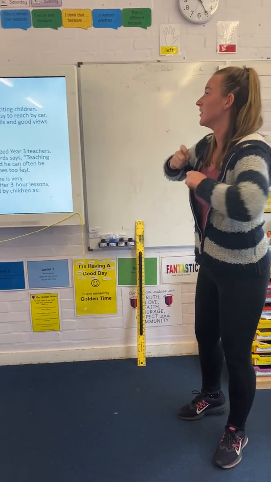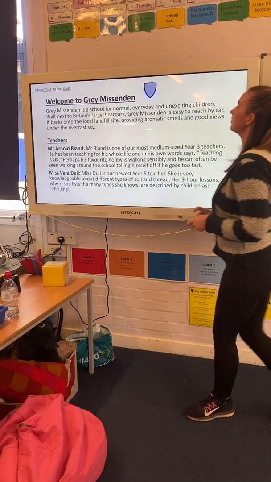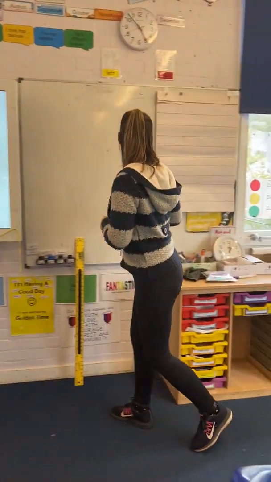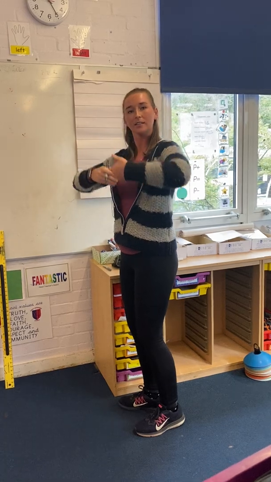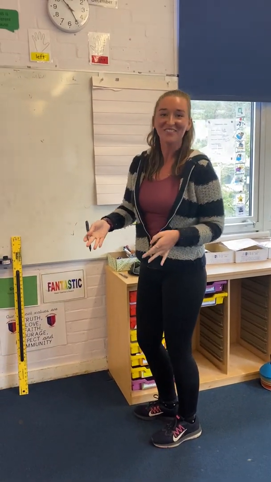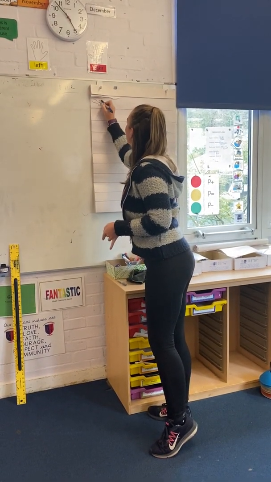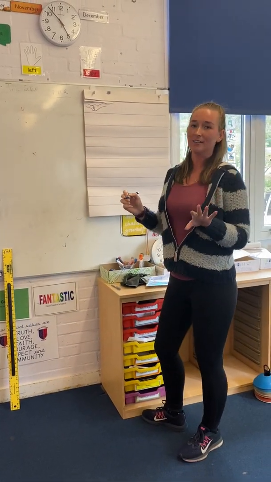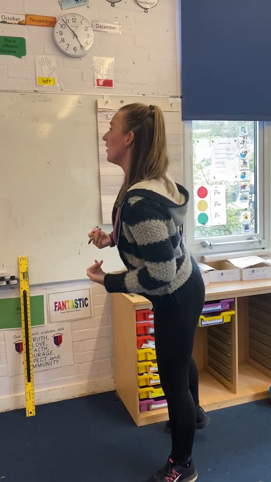So we are going to start off with our text mapping and we are going to do the actions first. So we have got our title, Welcome to Grey Missenden. Again, our first line, we are going to write welcome. So you could do hands shaking hands. Can't really do that at the moment, but you can do when you meet someone. So we've got welcome. As we said, not an art lesson, so it doesn't matter that that looks a bit weird. I know what it means.